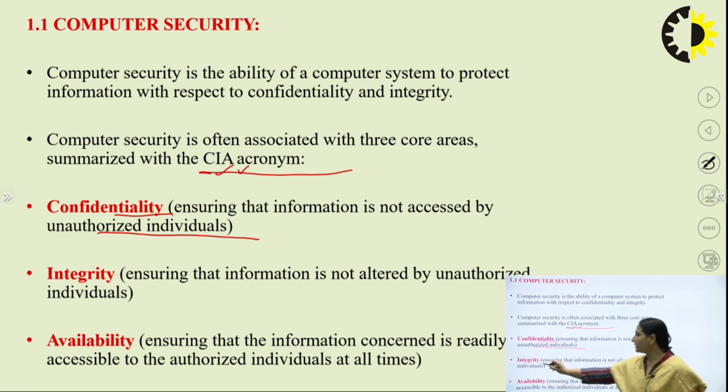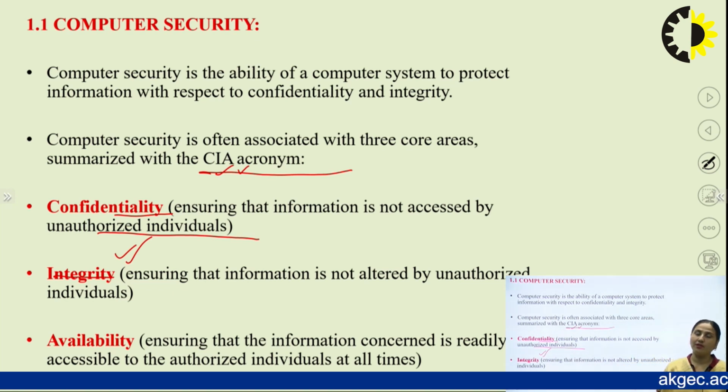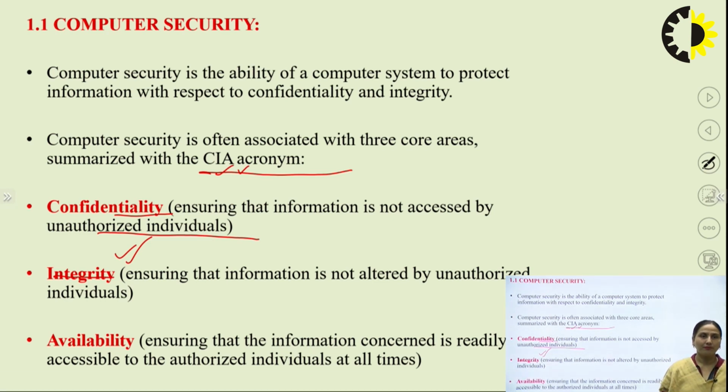Now, the second thing which comes into the scenario is integrity. Again, a very important term in computer system security. It ensures that the information is not altered by an unauthorized individual, right? When any type of communication is taking place, there might be a possibility that the information gets altered. And of course, the information will be of no use if it is altered by an unauthorized person.